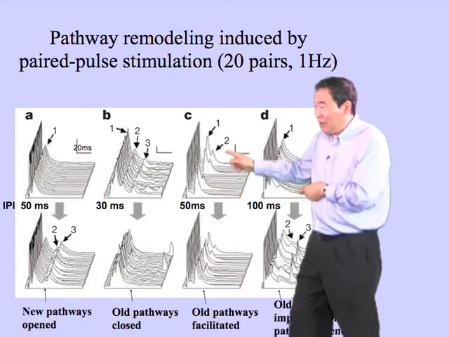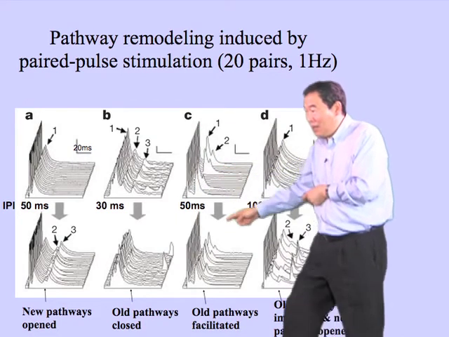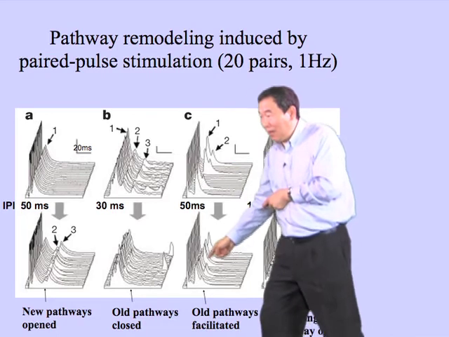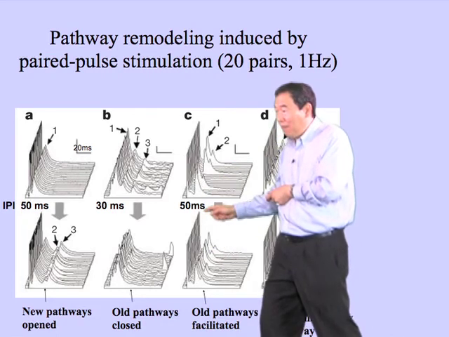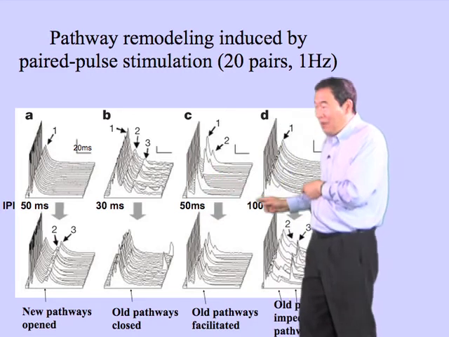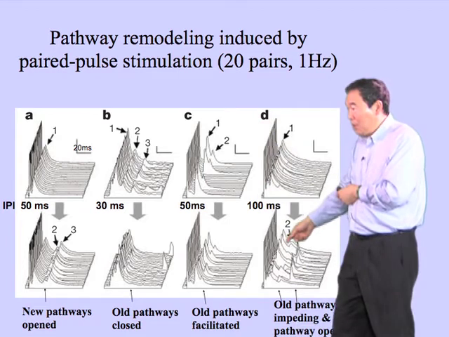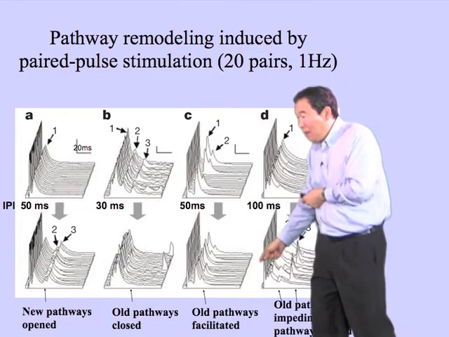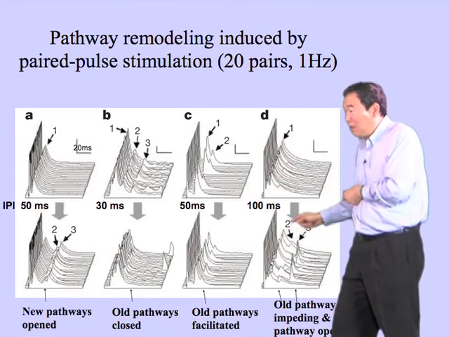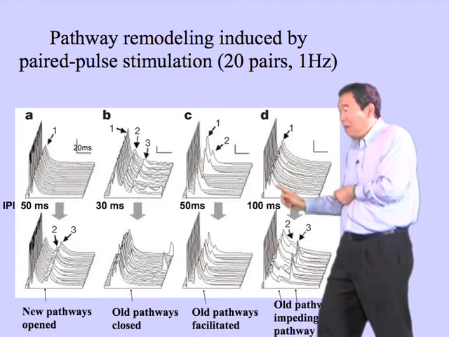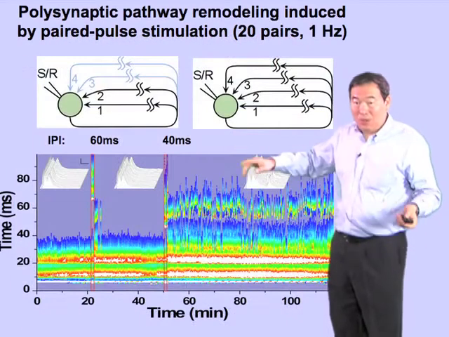Now, in the third example, the old pathway is actually facilitated. They are more reliable after 50 millisecond pair pulse. In the fourth example, 100 millisecond pair pulse stimulation, 50 times, produces an old pathway that is reduced in its efficacy, and a new pathway is opened. This is a new pathway three. So we represent all these types of experiments. It's easier to use a colorgram.